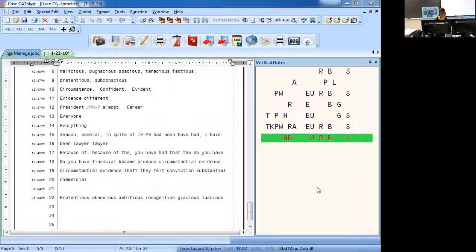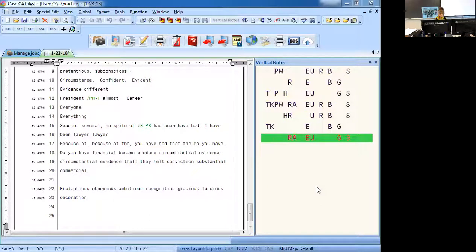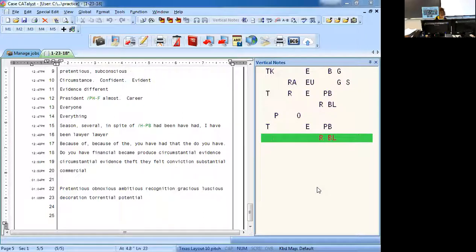You've got decoration, decoration. Torrential, I think there's one way of writing it shortened, torrential, torrential. You've got potential, you gotta stroke it out, potent and then shal. And then beneficial is just beneficial, okay?